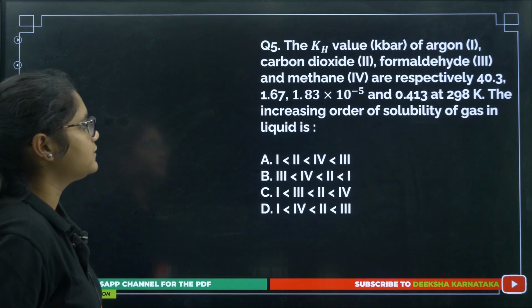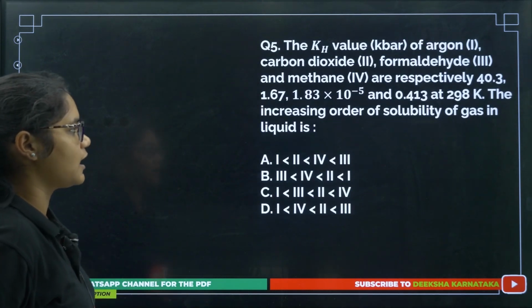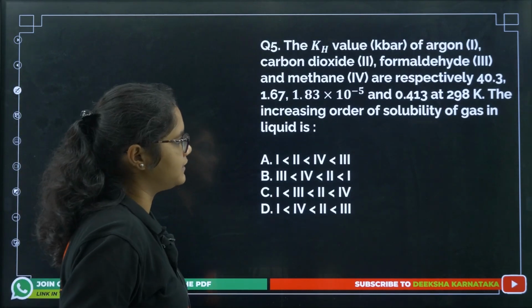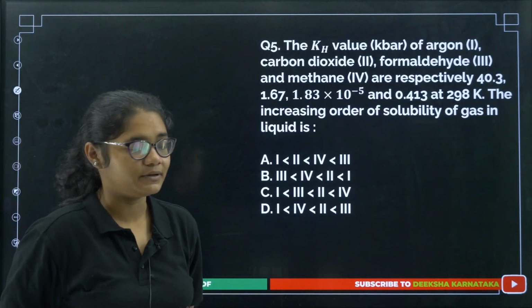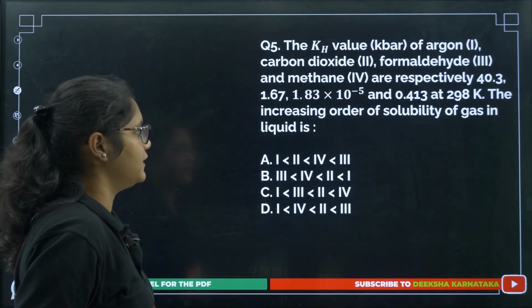Fine. Next question: the KH values of argon, carbon dioxide, formaldehyde and methane are respectively given. The increasing order of solubility of gas in liquid is?